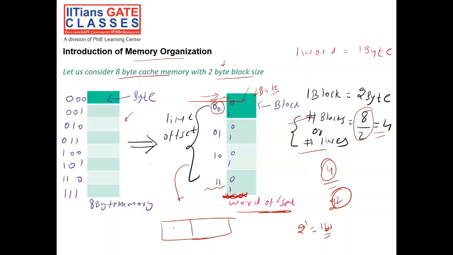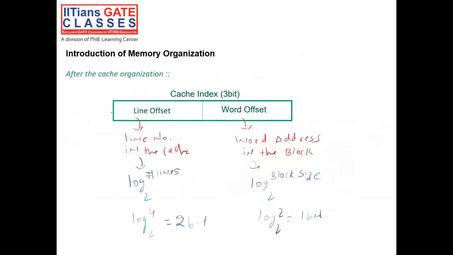So your cache index is a line offset and a word offset, like this, right? After the cache organization, in the cache index we have a line offset and a word offset, which is of 3 bits. Line offset means the line number in the cache, which line is enabled, right? It is the address of the line.